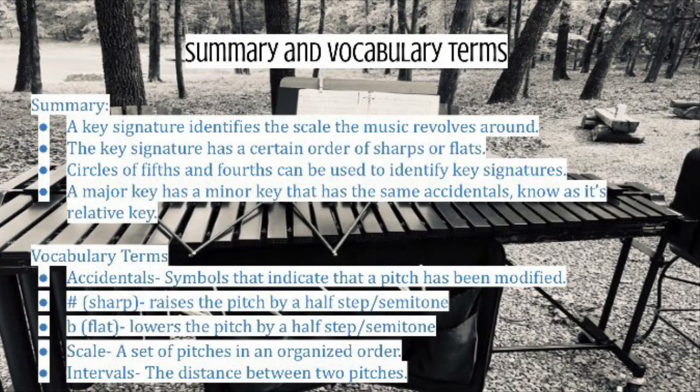To summarize, a key signature identifies the scale the music revolves around. It is kind of the rule book or the guidelines for the music. The key signature has a certain order of sharps or flats. As we talked about before, Beat Greatest Common Factor, or Furry Cats Go Down Alleys Eating Birds. To identify keys, you can use the circle of fifths and fourths. And finally, a major key has a minor key with the same accidentals, which is known as its relative key.